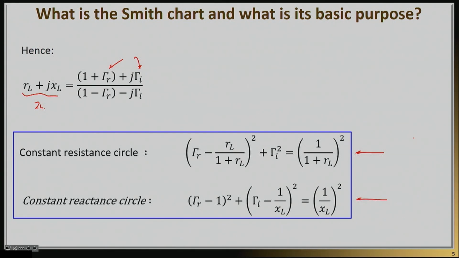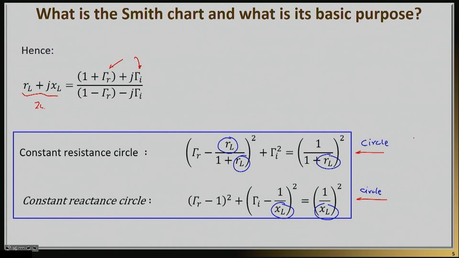And the beautiful thing is that each of these algebraic equations actually links only one parameter of R and X. So you can see, for example, that the first equation includes only rL, while the second equation includes only xL. And for those of you who might remember well analytical geometry, you will find out that each one of these equations actually represents a circle. So this is a circle, and this is a circle.